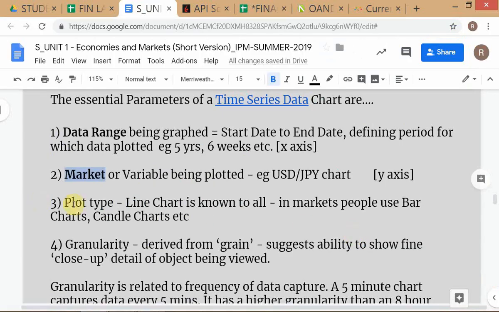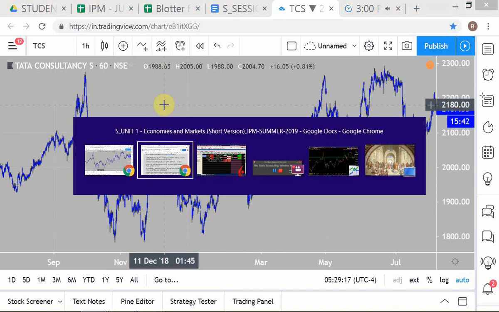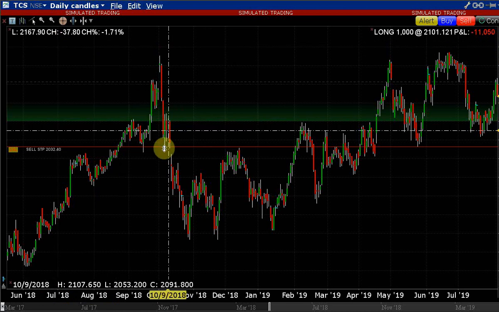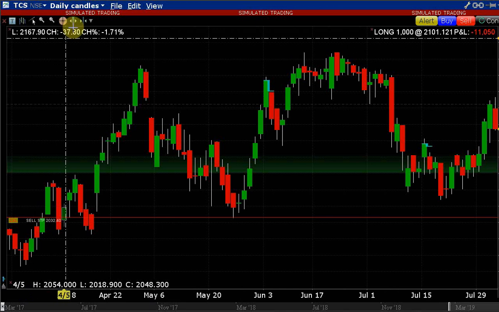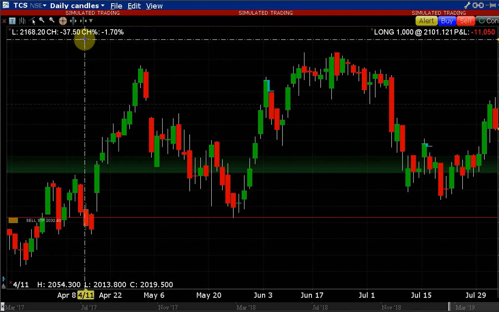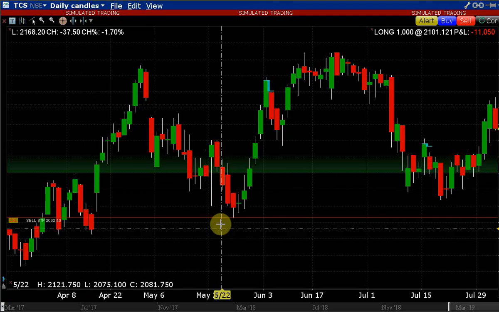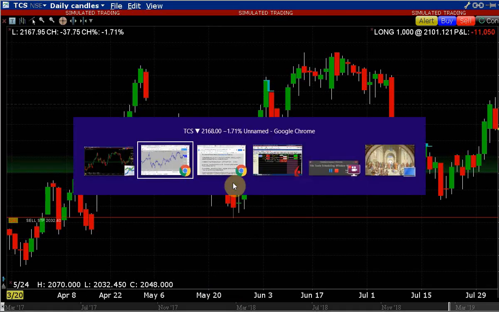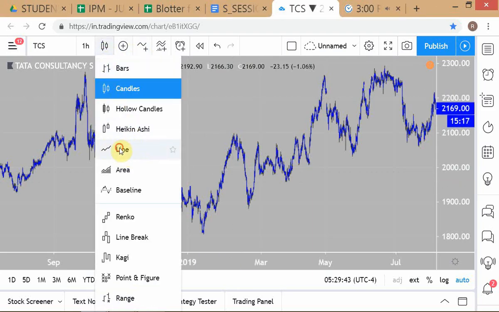What else do we have? The plot type. What type of plot is this? You can do it with this one also. This is actually a candle chart. This is one type of display which is a candle chart. You can play around with this and see where you have the different types of plots. But plot type is basically how am I going to display the data? I can also show something which is just a line chart. This is also a candle chart. I can just make it a line chart.